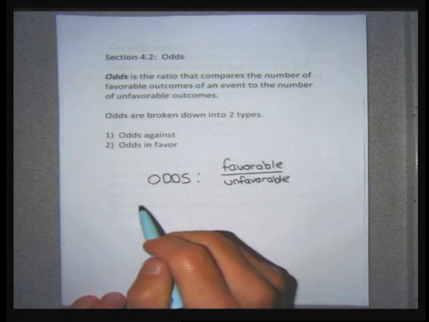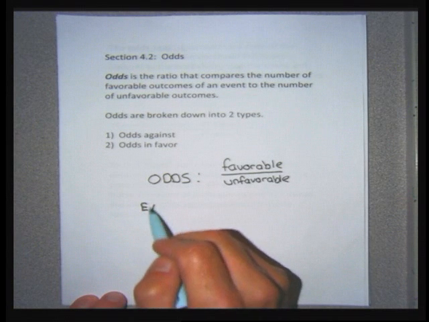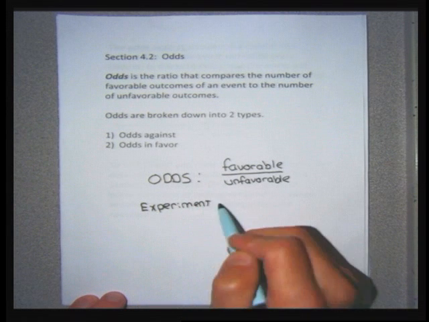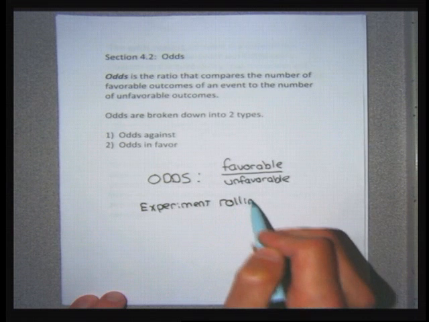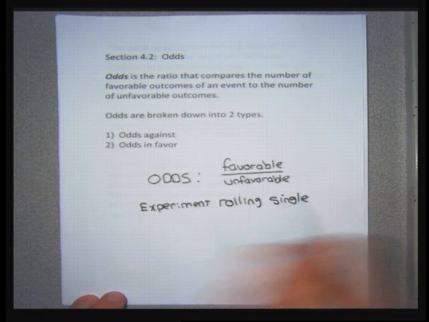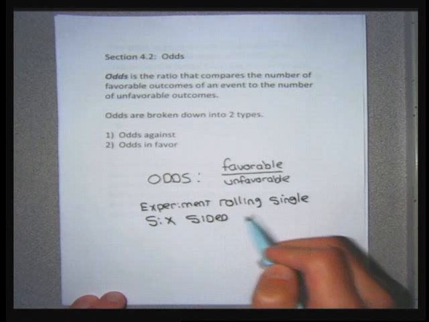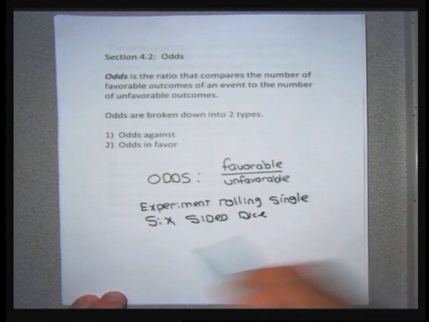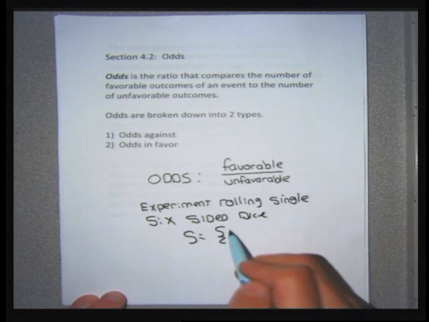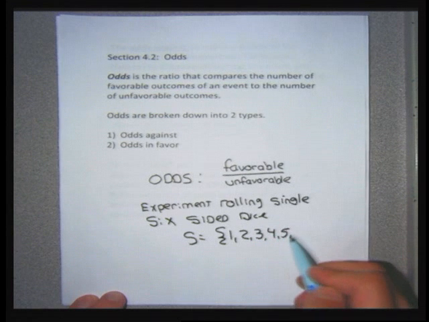For example, if I was concerned with the experiment of rolling a single six-sided dice and recording the number that comes on the face of the dice, the sample space for that would be 1, 2, 3, 4, 5, and 6.